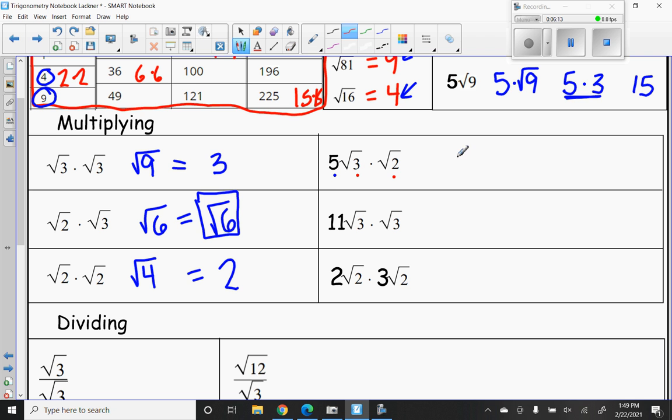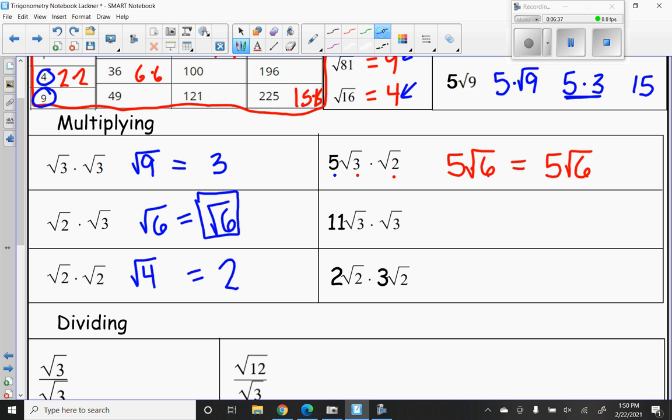The whole number, I do not multiply it. So it still stays 5, and then it's radical 6. Now, we already talked about radical 6 being a special number we can't break down. So your answer to reduce this all the way and not have any decimals is 5 radical 6.